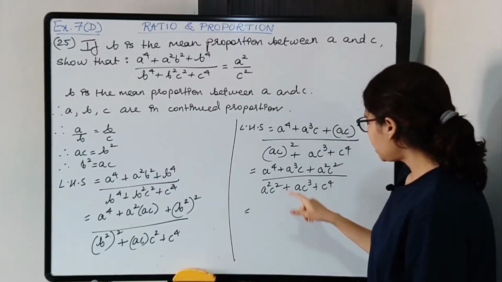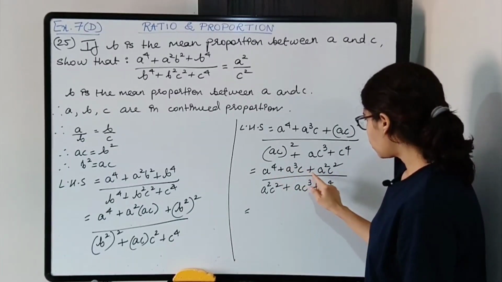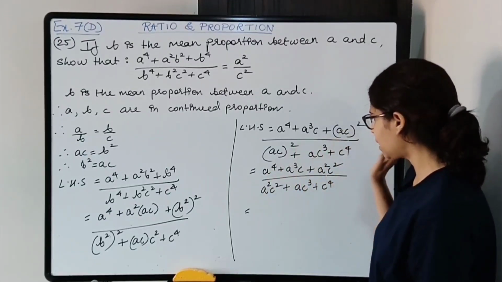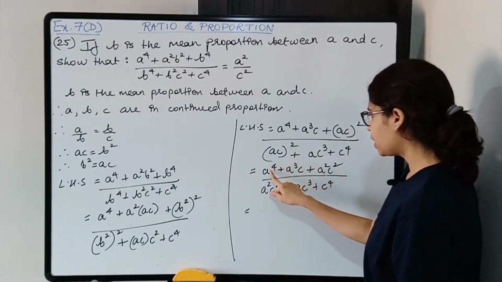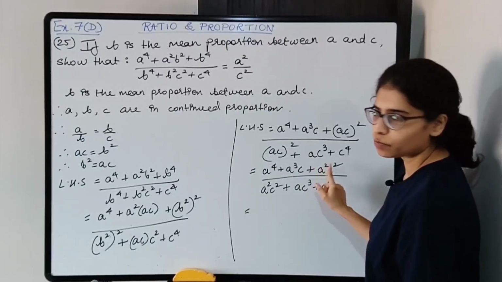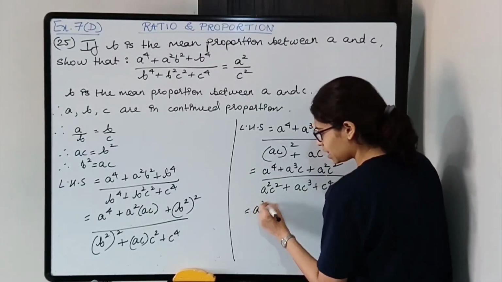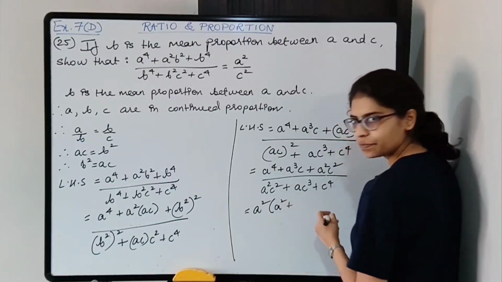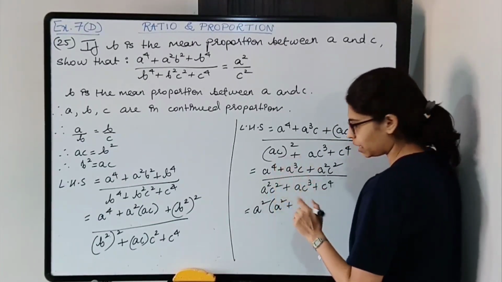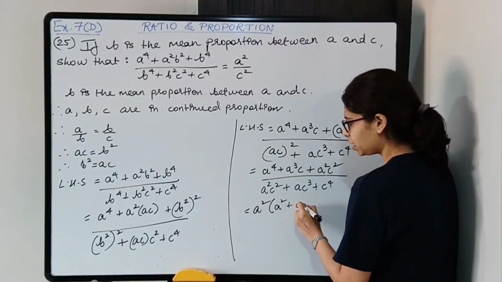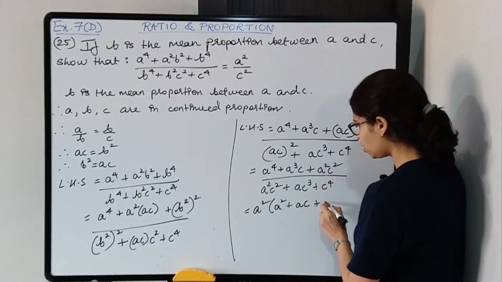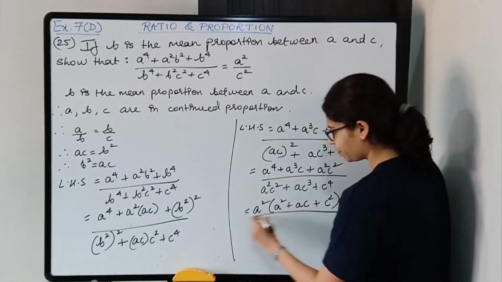I can take A square common over here. C I cannot take, so let's take A square common, least power. A raised to 4, A raised to 3, A raised to 2. So A raised to 2 you can take common, that is A square. So A square will remain inside. 2 went outside, 2 will remain. Here 2 went outside, so only A is remaining. C remains as it is. Here A square went outside, we are left with C square.